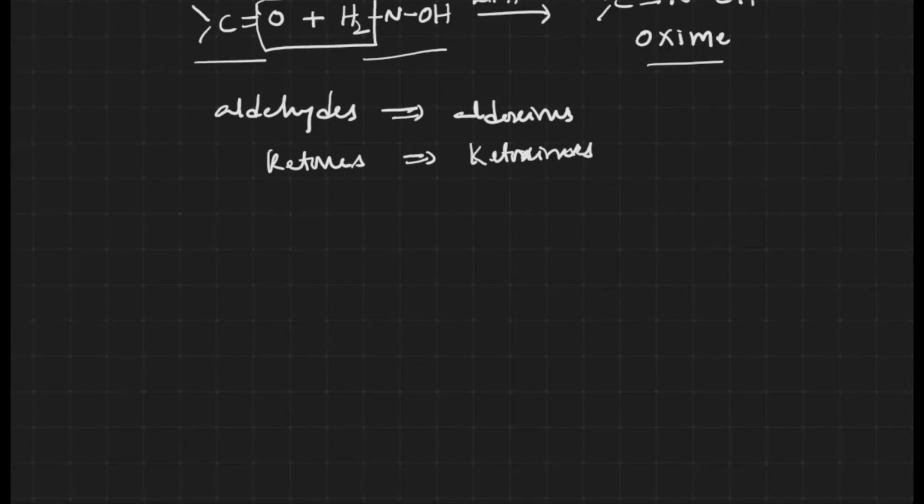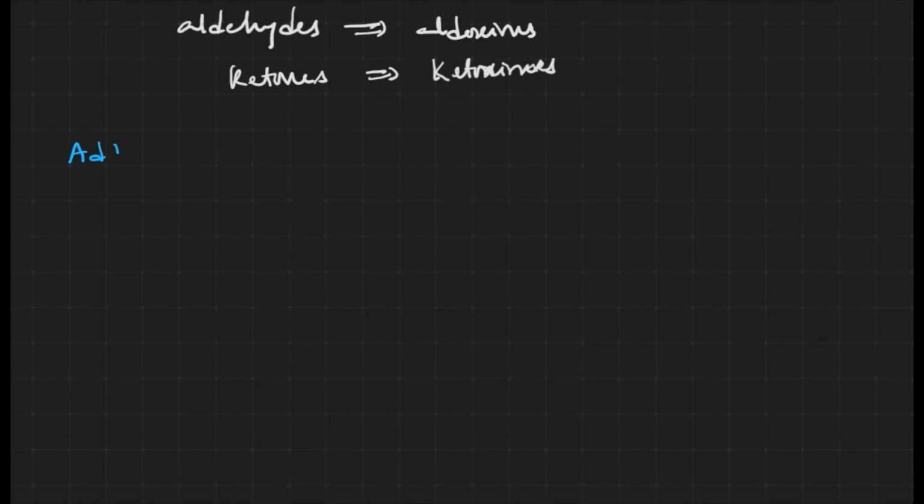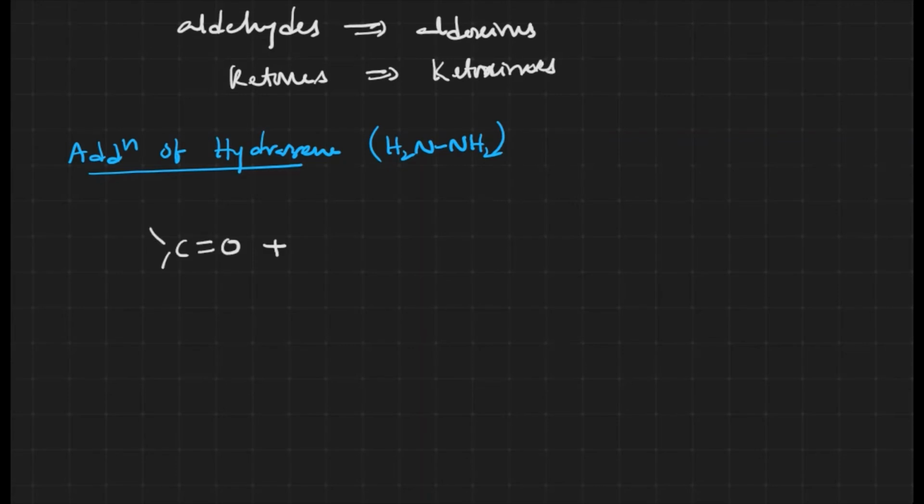Now let us take another group, a different one. Let us take hydrazine, actually. Addition of hydrazine. What is the formula of hydrazine? H2N NH2. N2H4 also we can call it. This is the formula of this particular thing, right? Now let us take a carbonyl compound, C double bond O, and H2N NH2. Here the group is going to be NH2.